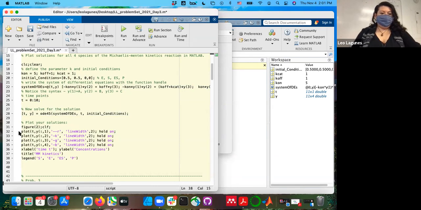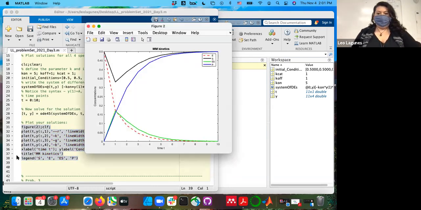Let me redo that. There we go. So the substrate is in red. We start off with 0.5 and then we kind of immediately lose it. But the enzyme, we drop a little bit because it's all coming up into the green, which is the enzyme complex, but we don't lose it entirely.